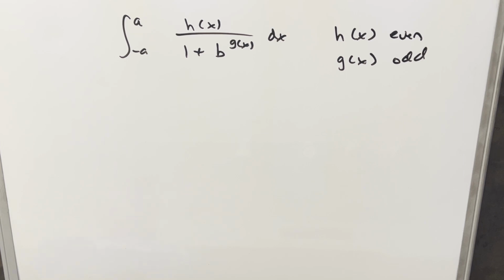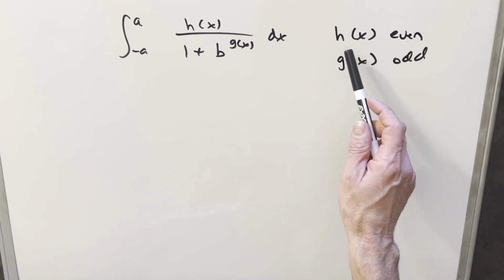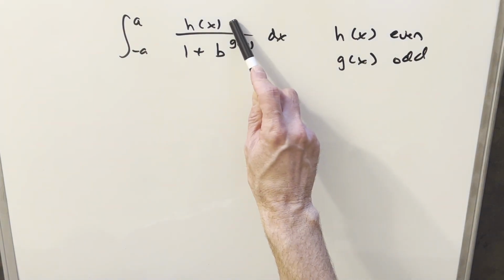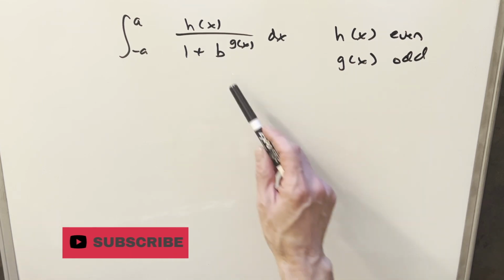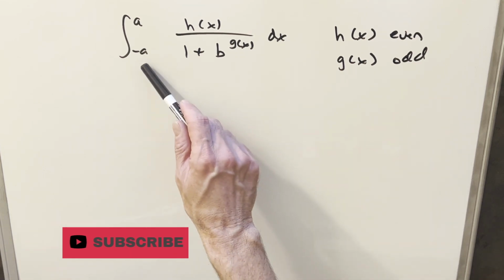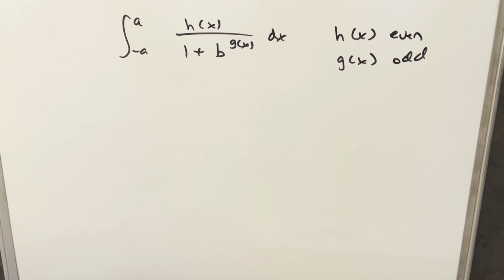Okay, we have here another integral on the board, and we want to find a general solution for the integral from minus a to a of h of x over 1 plus b to the g of x dx. And we have this defined over here to the right, where this h of x in the numerator is going to be an even function, and this g of x is going to be an odd function. This b is just some number, and the same thing with this a, this will be some finite number.